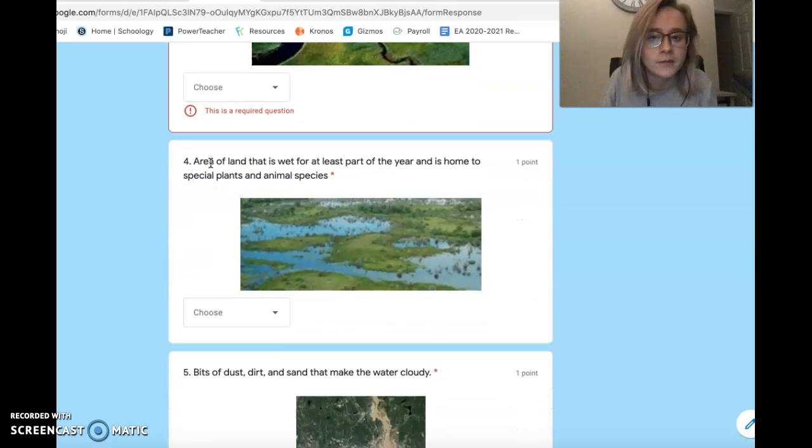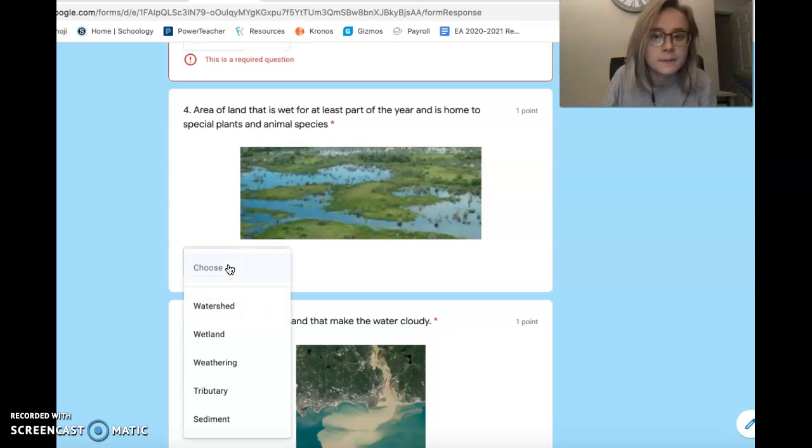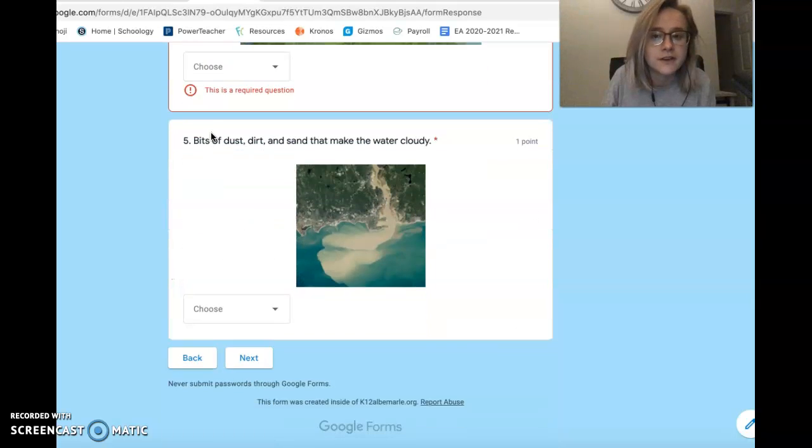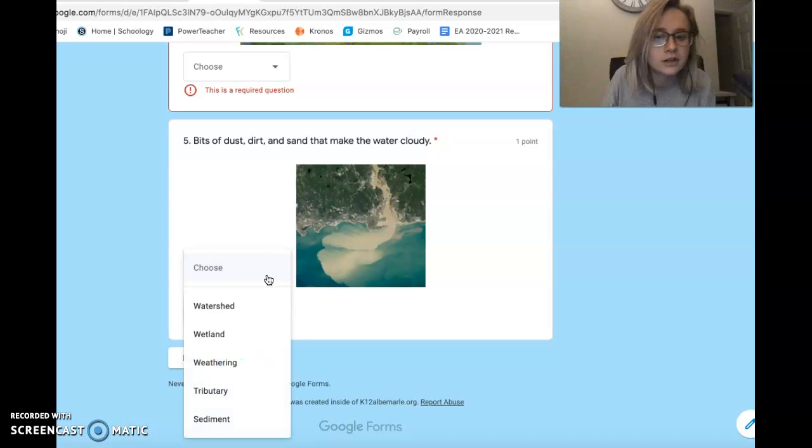Question number 4. Area of land that is wet for at least part of the year and is home to special plants and animal species. Is that watershed, wetland, weathering, tributary, or sediment? Question number 5. Bits of dust, dirt, and sand that make the water cloudy. Is that watershed, wetland, weathering, tributary, or sediment?